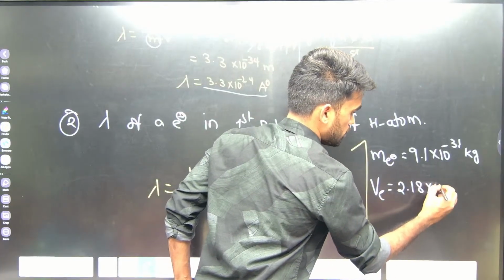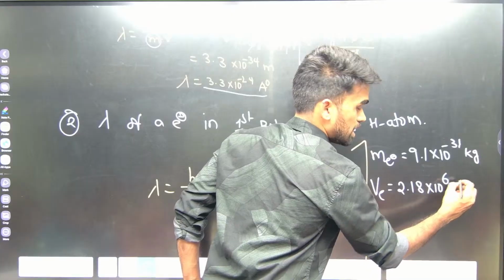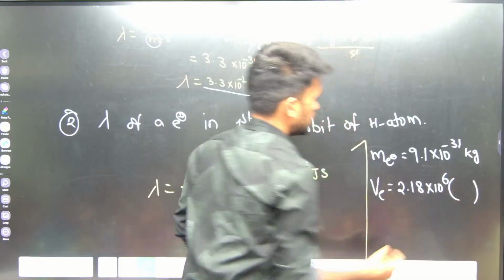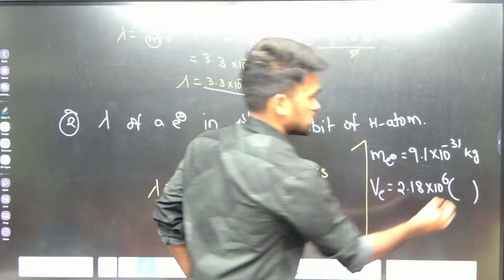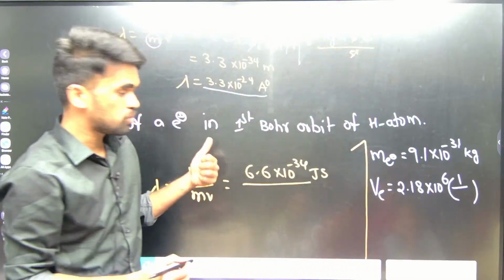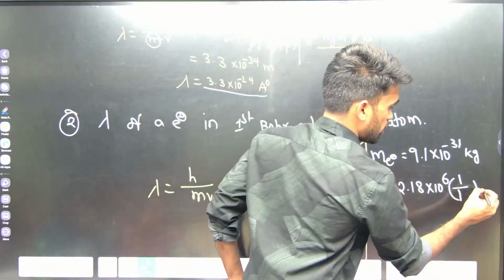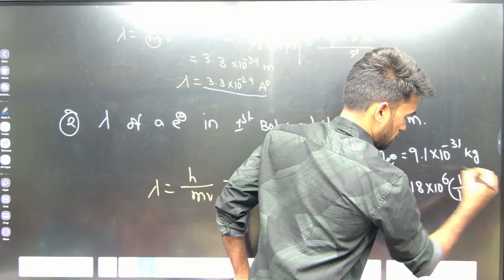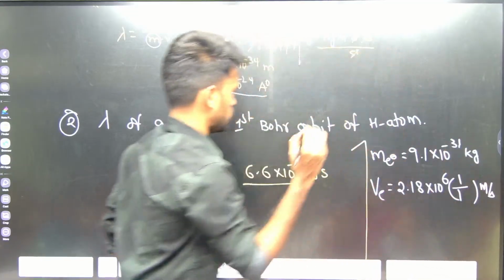2.18 into 10 power 6 Z by n. What is Z? Atomic number. For hydrogen, it is 1, and for the first Bohr orbit, n is also 1. So finally what are you going to get here? Meter per second. So this is your value here.